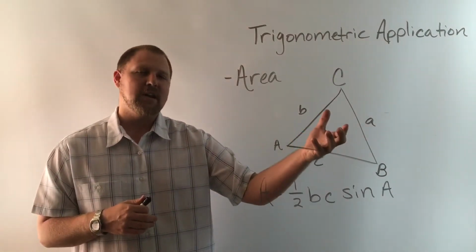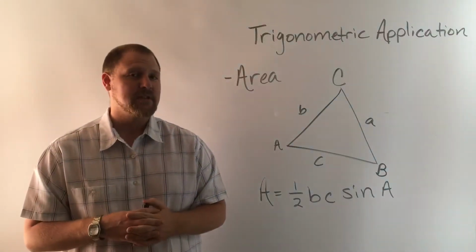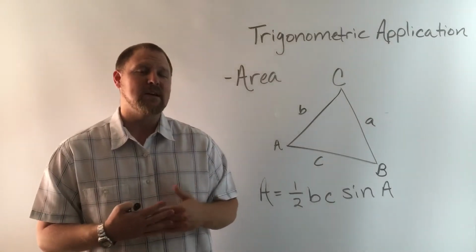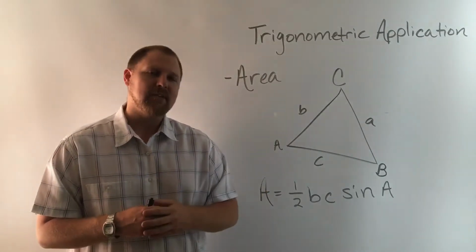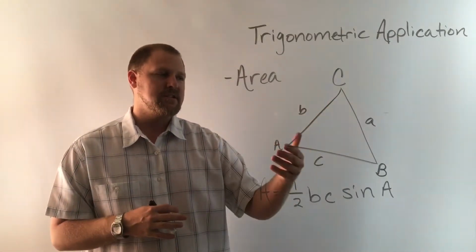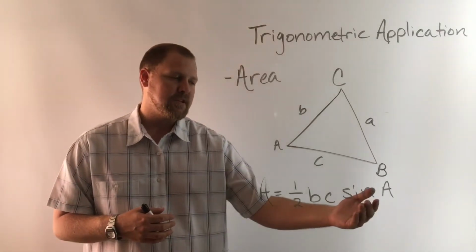And then the last trigonometric application we have is area. We're trying to find the area of a triangle that's not a right triangle, and we don't know the altitude. If you know the altitude, then the triangle area formula is 1/2 base times height. But here we don't have the altitude, and it's going to be fairly difficult to calculate. So we have all these pieces of information, but we want to find area. Well, we have this formula.